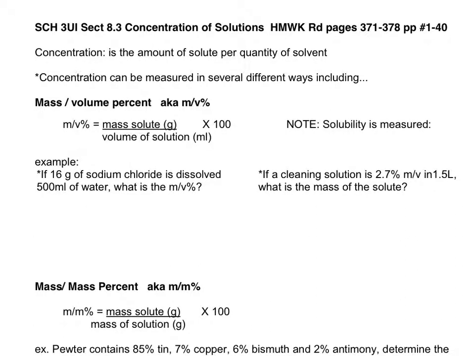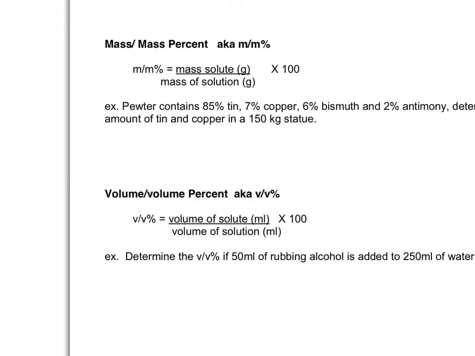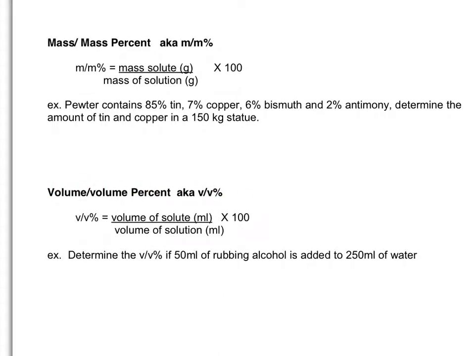All right, concentration: the amount of solute per quantity of solvent. So solute per solvent. Concentration can be measured in several different ways. One of them is mass per volume percent, M over V percent, or we can say mass to mass percent, which is M over M percent, or volume to volume percent. This isn't really complicated stuff.